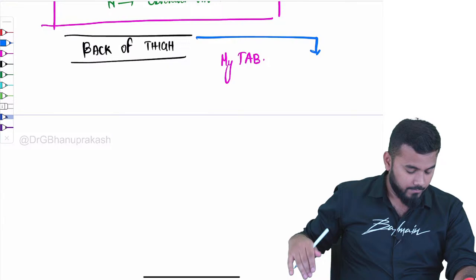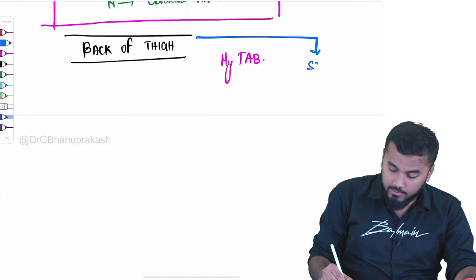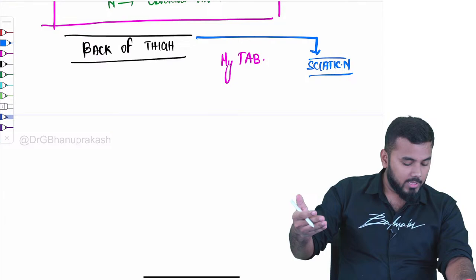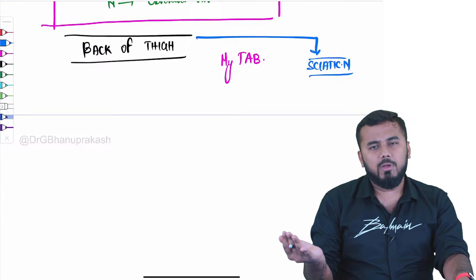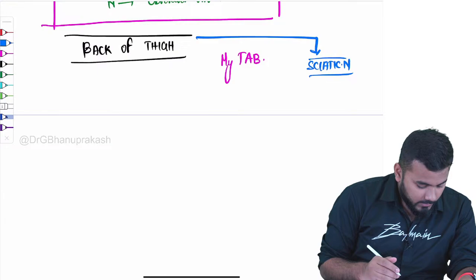Excellent. Sciatica. Sciatic nerve. Perfect. Later on, the sciatic nerve will divide into the common peroneal and tibial nerves, so that is a different story. Right. So, perfect, all of you are perfect.